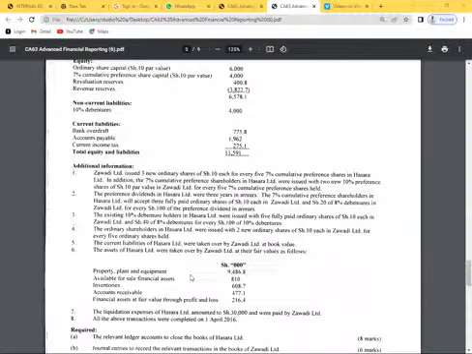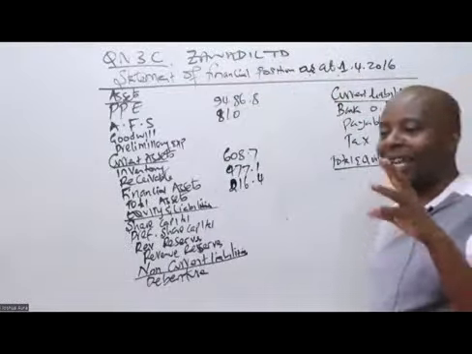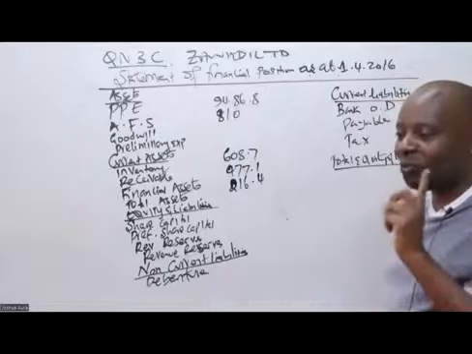477.1, and then we have financial assets at fair value through P&L, 216.4. Now, ladies and gentlemen, do you know what will happen? I would want to bring you to a realization that you can easily pass this paper without even knowing what you are doing.